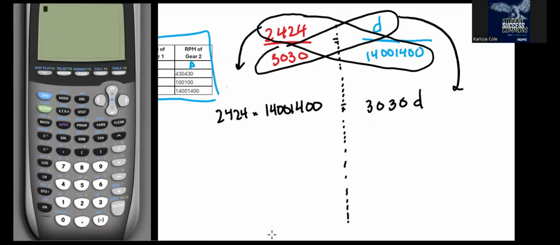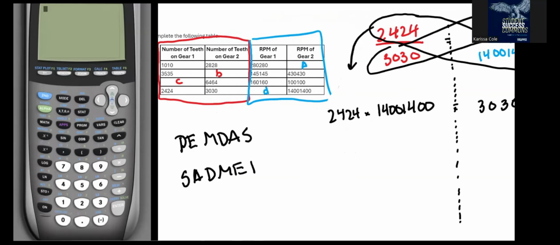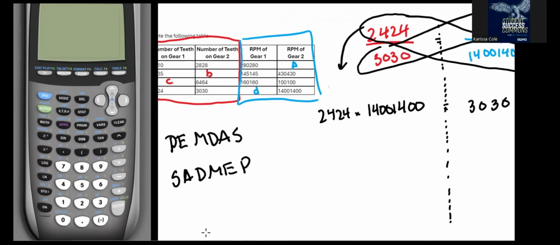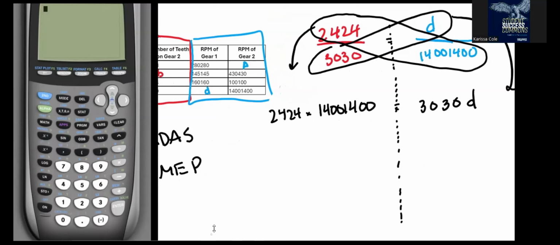All right, so let's go ahead and, where's my PEMDAS and SADMAP? I lost the P. So working with PEMDAS, go through whatever you can. The only thing I see that I can do is multiplication, so I'm going to go ahead and do it. I'm probably going to get a really, really large number. Yeah, I got a really big number here.